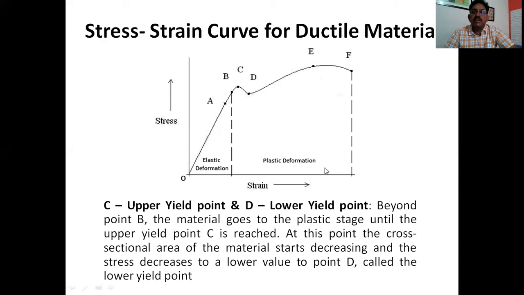So C is called the upper yield point and D is called the lower yield point. Beyond point B, the material goes into a plastic stage until the upper yield point is reached. At this point, the cross-sectional area of the material starts decreasing because of the elongation process, and the stress decreases to a lower value, at point D, called the lower yield point. Up to B it is elastic deformation, beyond B plastic deformation starts. Because the area is reduced, the stress value will be reduced. So point C indicates the upper yield point and point D indicates the lower yield point.